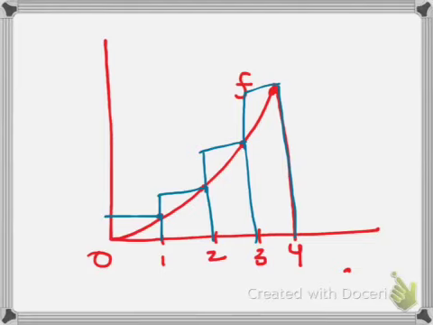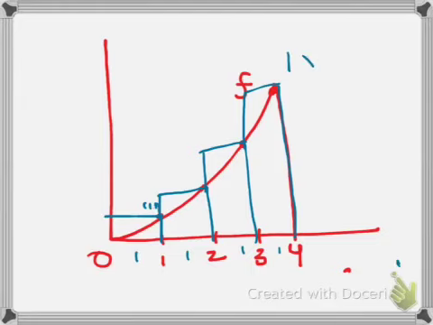For example, for the first rectangle, the width for all the rectangles is 1, right? 1, 1, 1, 1. That's the width. Now, what's the length of this first rectangle? The length of the first rectangle is actually the y value at 1, which is 1, because that point is (1, 1). So it's 1.